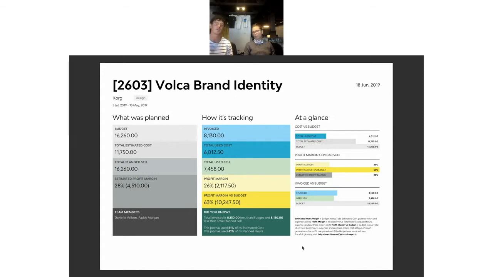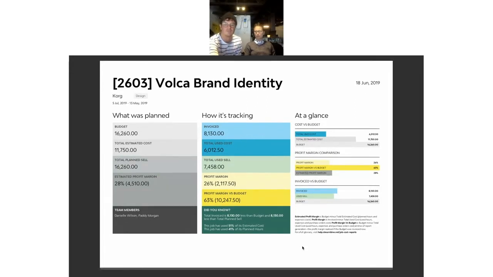Exactly, yeah. And on the right-hand side there, we don't need to go into these figures again. We've just talked about what they are and how they're calculated, but we just compare a few of those different numbers against each other. And they're presented in that bar graph style, so you can see how they stack up against each other. So the total used cost versus the total estimated cost, and showing us the budget there too.